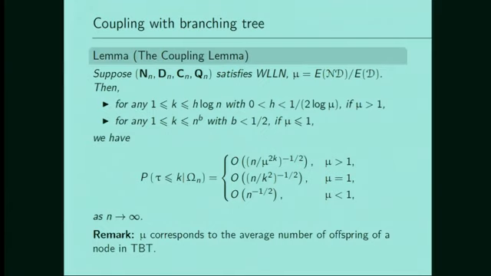Basically, this result says that for this interesting scenario, coupling breaks after a logarithmic number of generations. That's something you would expect. We do need this finite second moment of out-degrees for that. Otherwise, the branching process will not have a finite average, and it will become a mess.